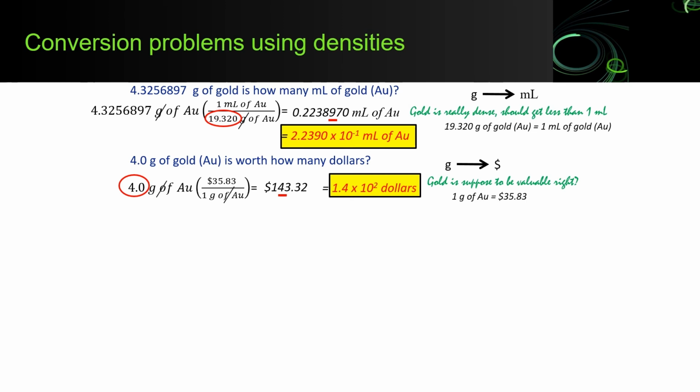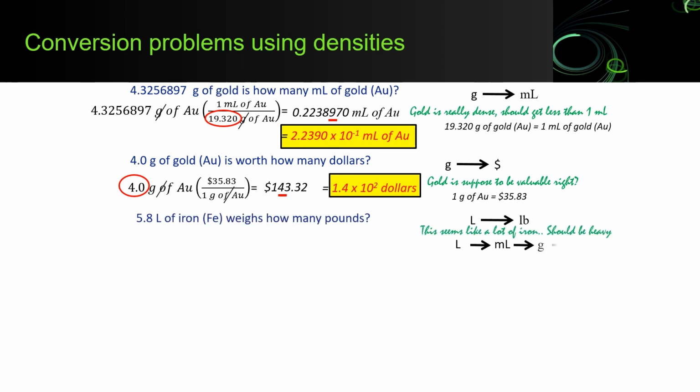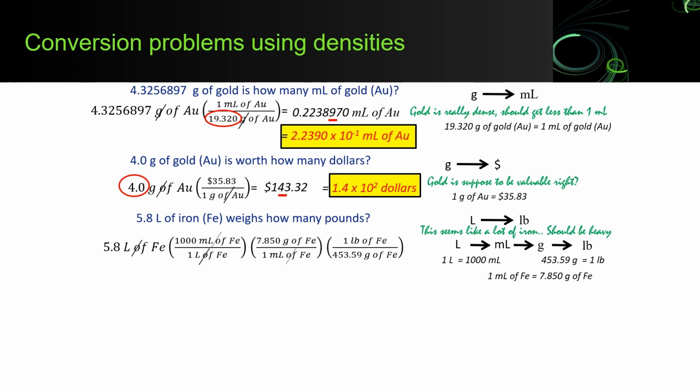Multi-step conversions are demonstrated in the next 2 examples. 5.8 liters of iron weighs how many pounds? Our solution map will be liters to milliliters, then to grams via the density value of iron, and then eventually to pounds, resulting in a final value of 100 pounds, which should be expressed in scientific notation with 2 sig figs.